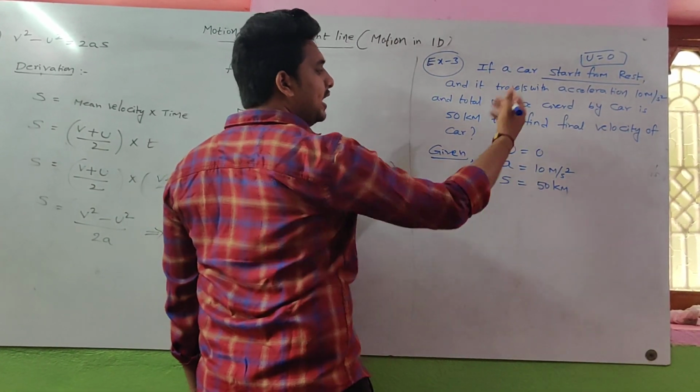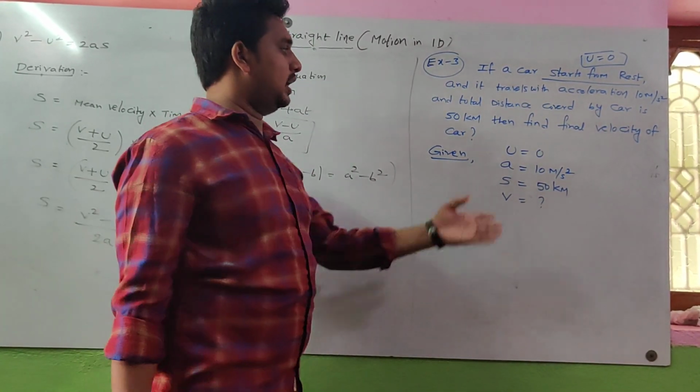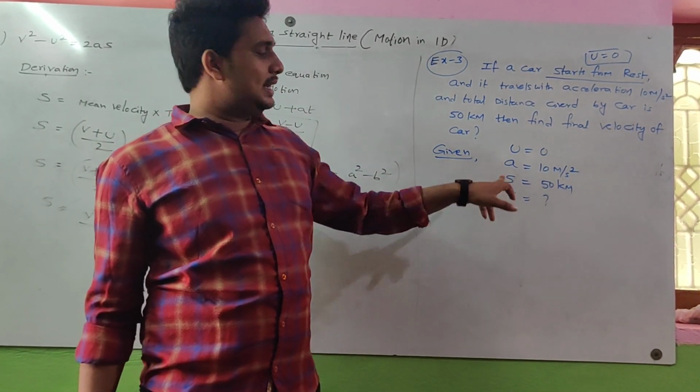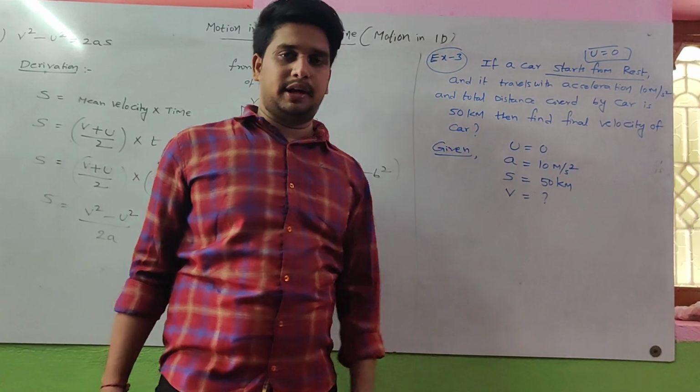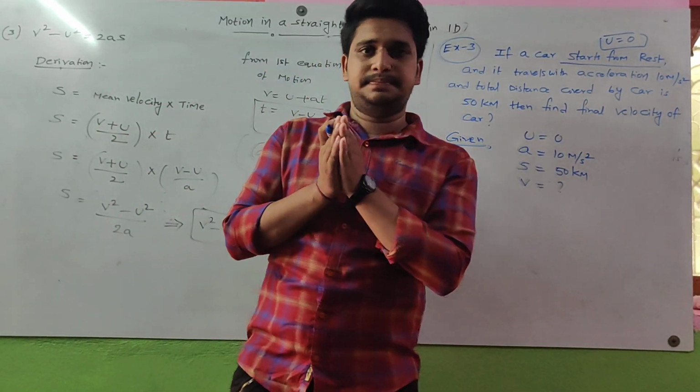Then find the final velocity of the car. So here, what parameters are given? u is given, a is given, s is given. We need to find the final velocity. Simple, friends. I already told you in the previous lecture.